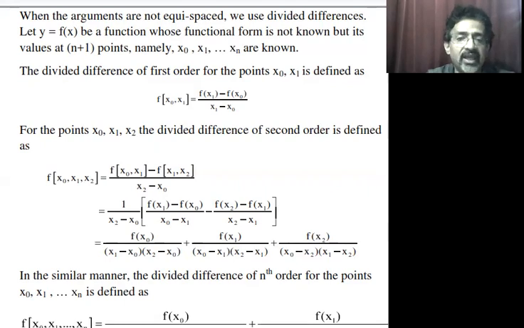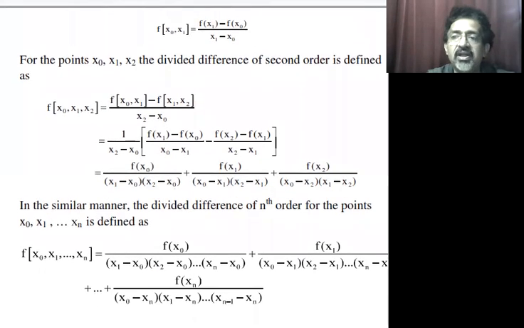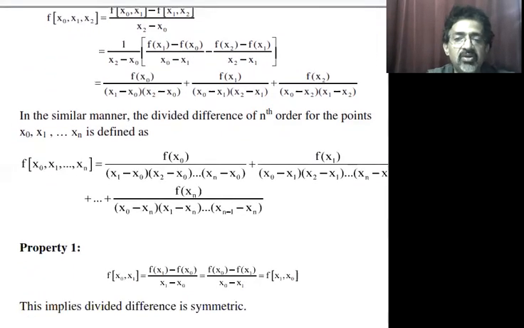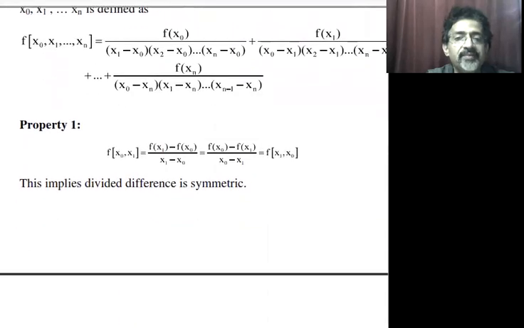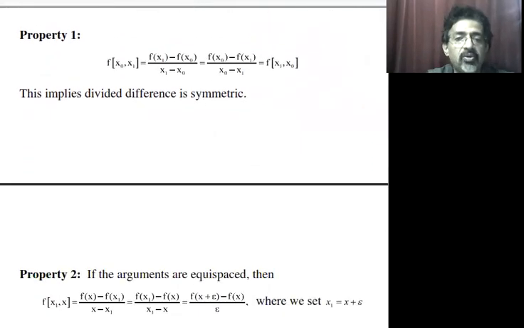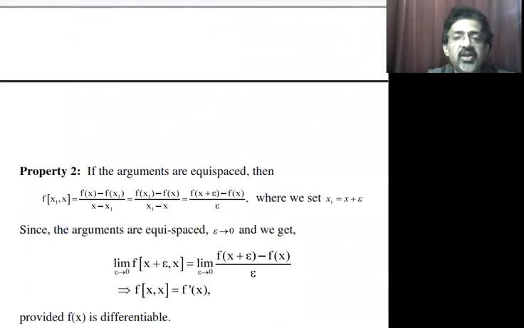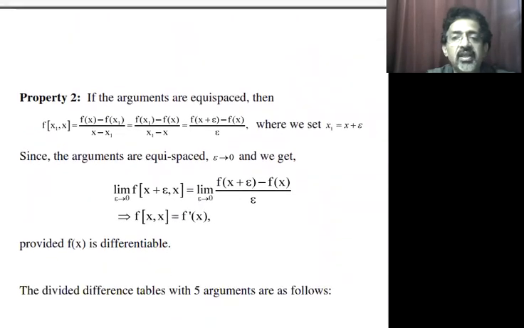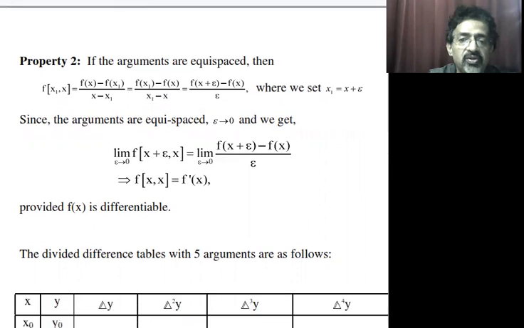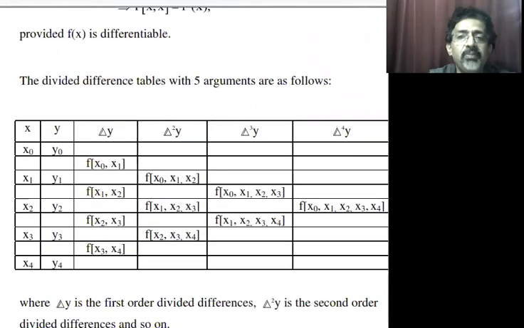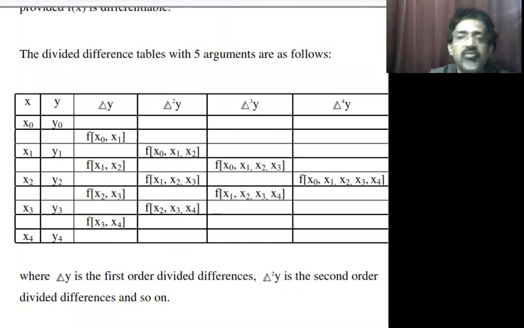So like this, I can define the nth order divided difference. I need not worry about the properties. f of x naught, x1 is the same as f of x1, x naught; it is symmetric. And if the arguments are equally spaced, then it becomes the usual differences. I need not worry about that. I'm mainly worried about the formation of divided differences.